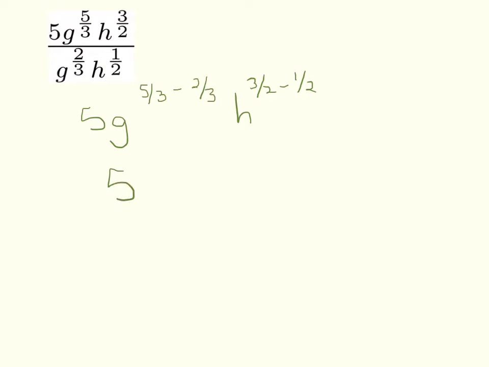So now you have 5g, and this is 3/3, and h, and this is 2/2. Now 3/3 cancels out, 2/2 cancels out, so that's 1 and 1. So you have 5gh.